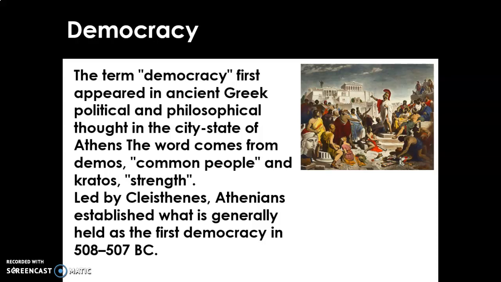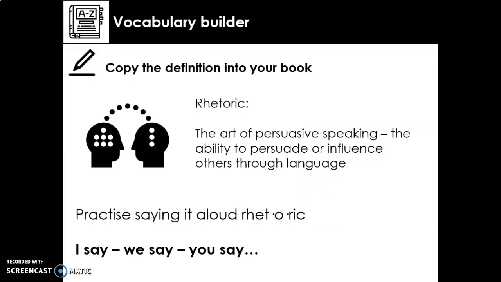So led by Cleisthenes, Athens established what is generally held as the first democracy in 508 to 507 BC, so before Christ. So this is a really long established historical concept. So, if you are in a democracy, it suggests that you have to be elected.